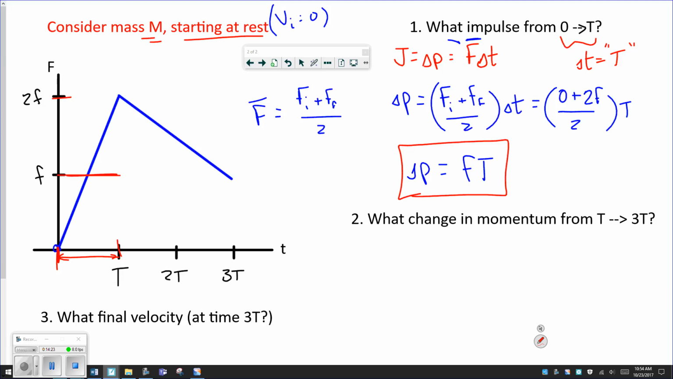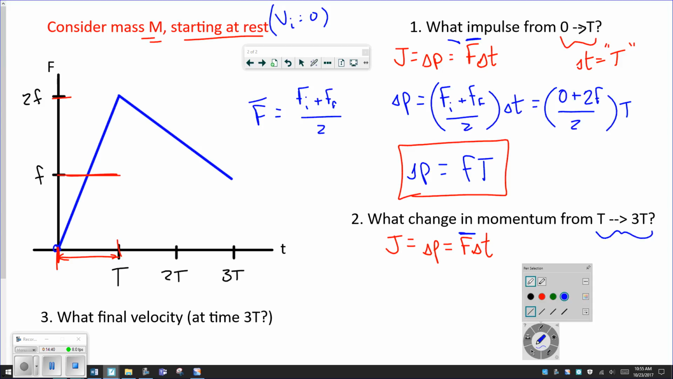All right, the change in momentum from T to 3T. Well, we're going to do the same thing. J is delta P is F delta T. But once again, we have to use the average value of force over delta T. And our delta T here is defined to be 2 big T's, right? From T to 3T, that's 2 big T's.